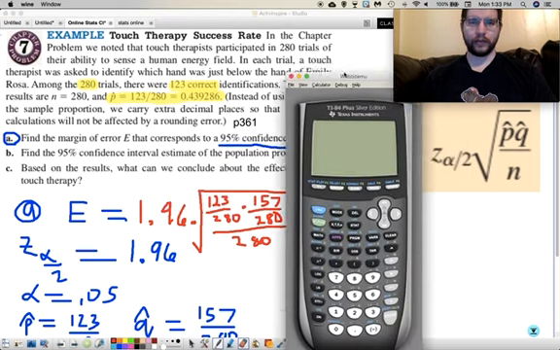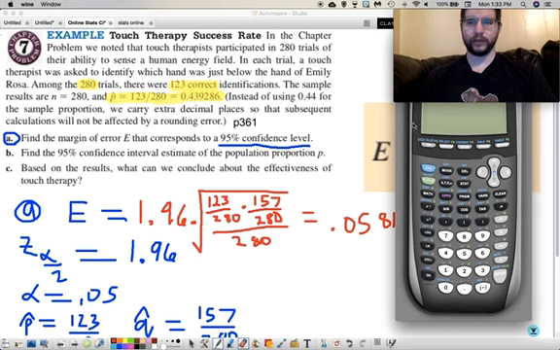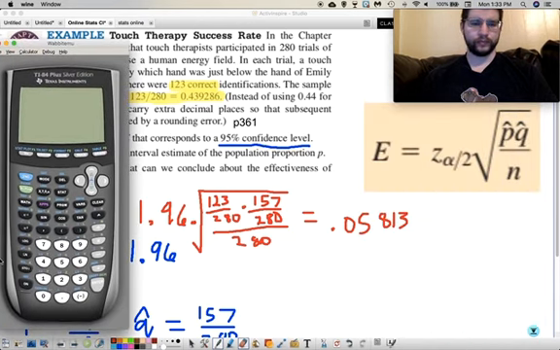Now for the TI, if you're typing all that in, you have to use a lot of parentheses. So let me go through it. And in a minute, I'll show you why you don't have to type any of this in. So 1.96 times square root. And again, you're not going to have MathPrint. Let me see if I can turn that off real quick. Bear with me just for a second. There we go. Now it looks more like your screen.